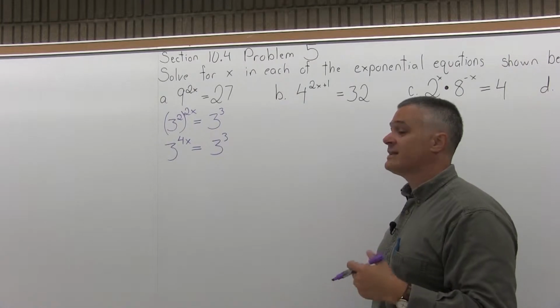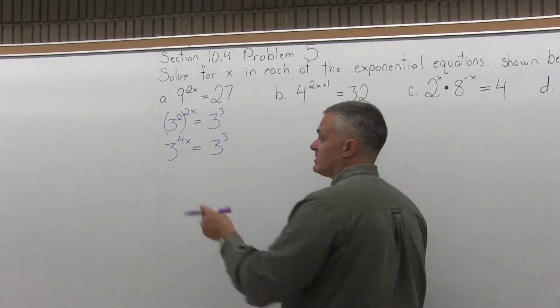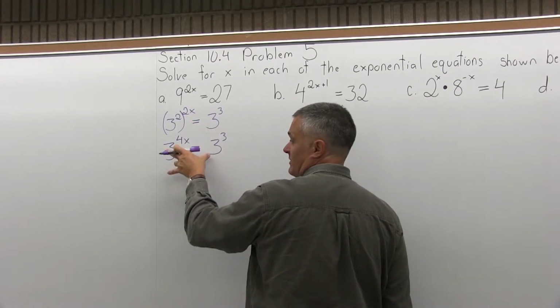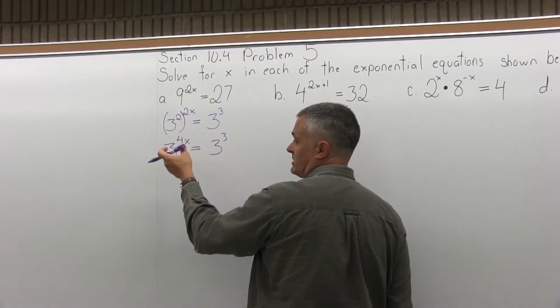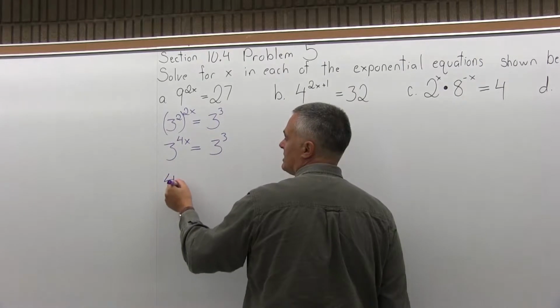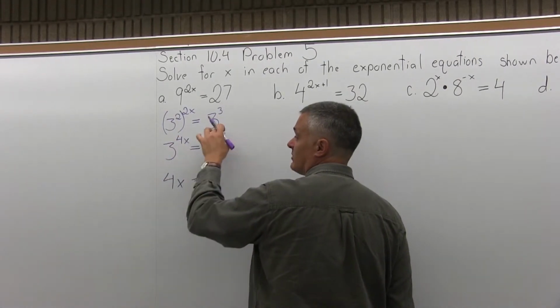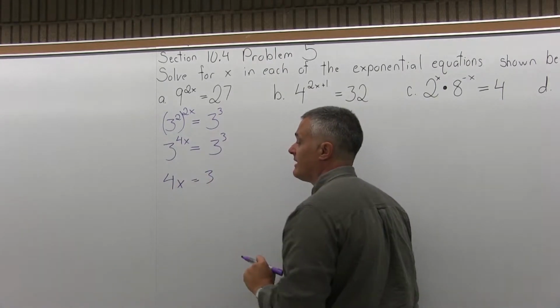The next one is set the exponents equal to each other. So if 3 to some power equals 3 to some other power, the powers must be the same if the bases are the same and the 2 sides of the equation are the same. So it must be the case that 4x equals 3. The exponent from the left half of the equation must equal the exponent from the right half of the equation.